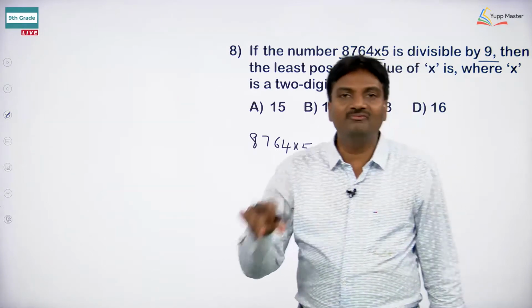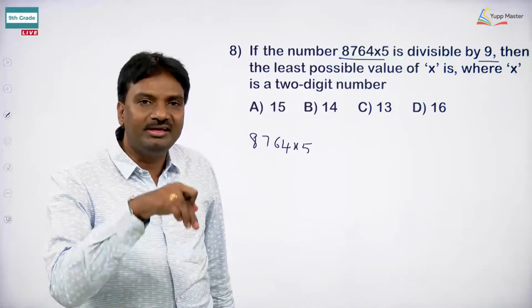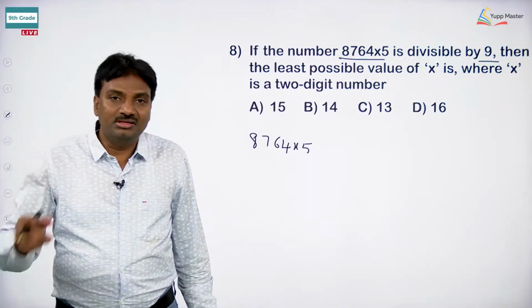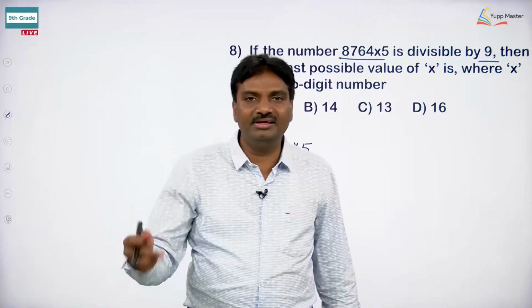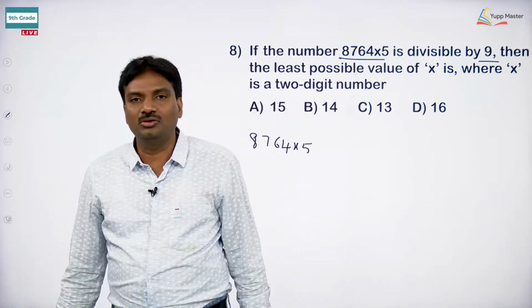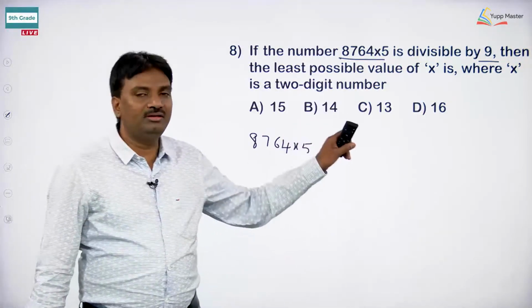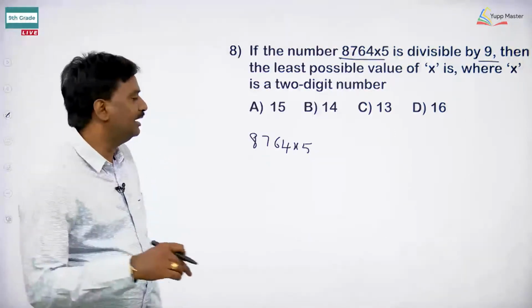If the sum of all digits of the given number is divisible by 9, then we can say the given number is also divisible by 9. If the sum of all digits is not divisible by 9, then the number is also not divisible by 9. By applying that rule to each of the given 4 options, let us take option A.